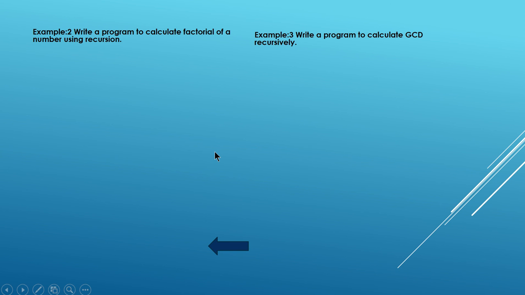So the next program that we are going to understand is to write a program to calculate the factorial of a number using recursion. First, how do you calculate the factorial of a number? For 5 factorial, the result is 5 into 4 into 3 into 2 into 1. That is, you do repeated multiplication with the previous number.